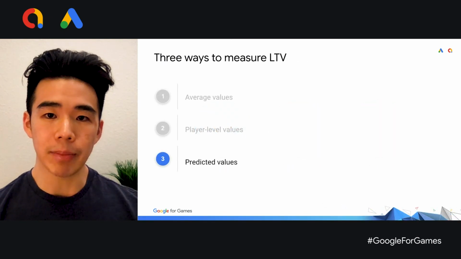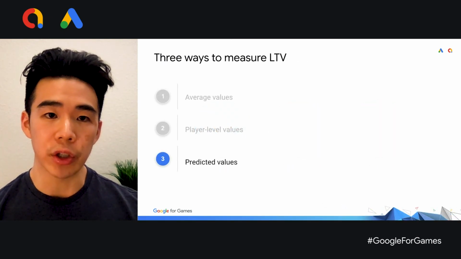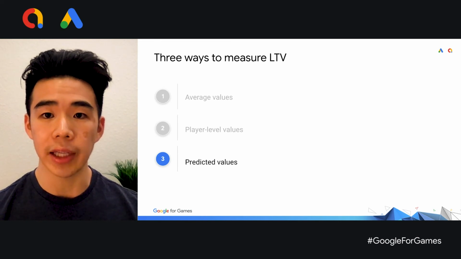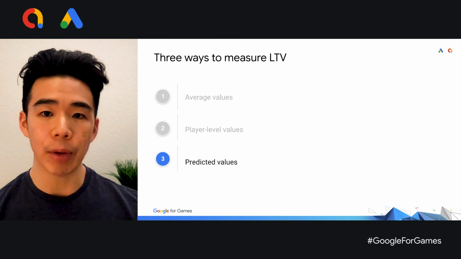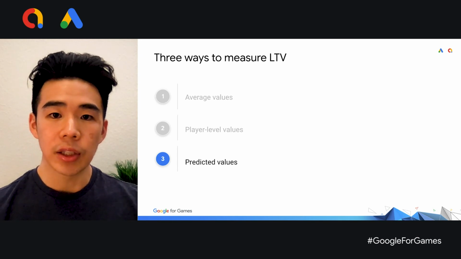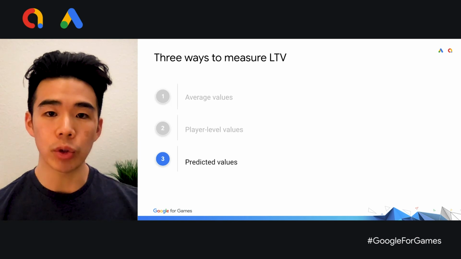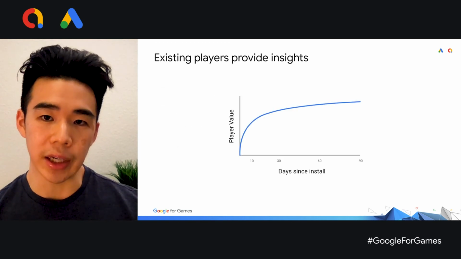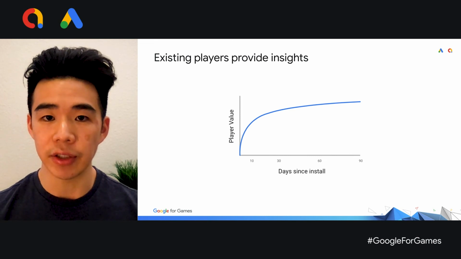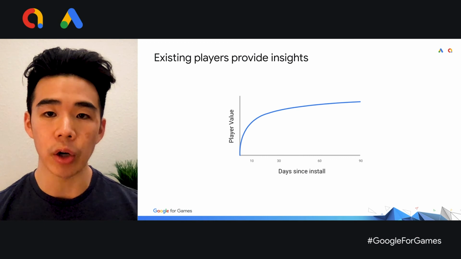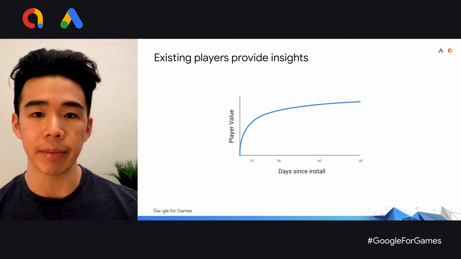One issue with this method is that you have to wait for each player to fully mature before you can get a sense for what their LTV will look like. If your game has really high retention, you might end up waiting a really long time. To speed this process up, we can actually do something even better. By tracking historical data around existing players' LTVs, you can build a predictive model to estimate how LTV might grow as a new player progresses through your game.